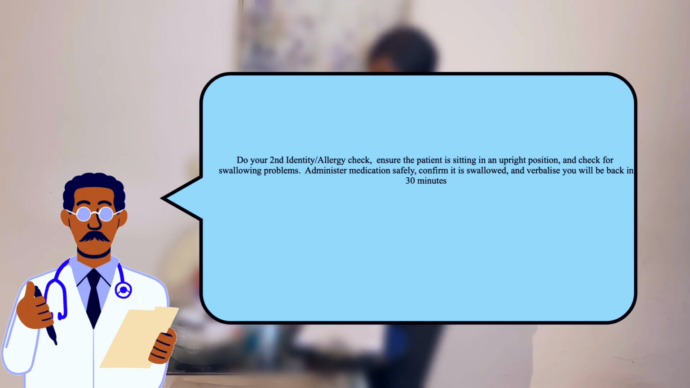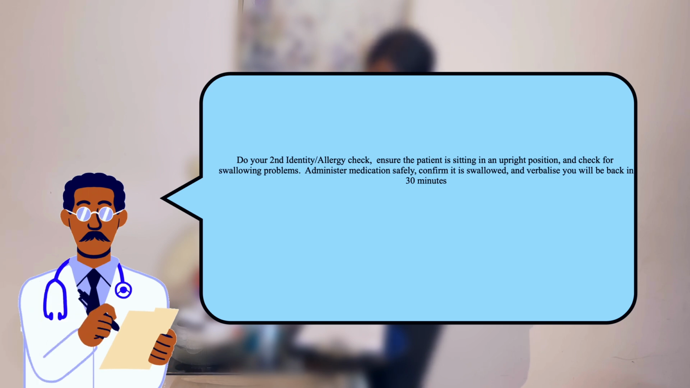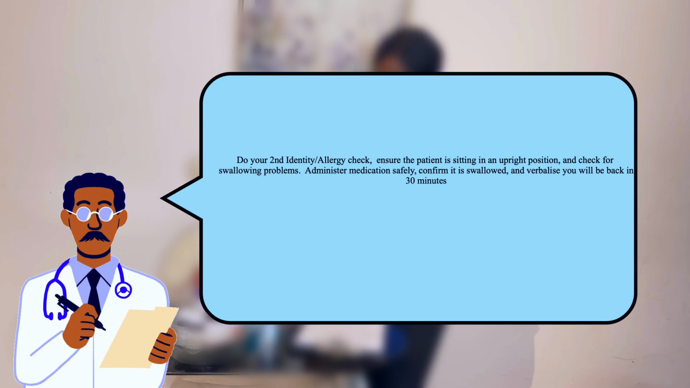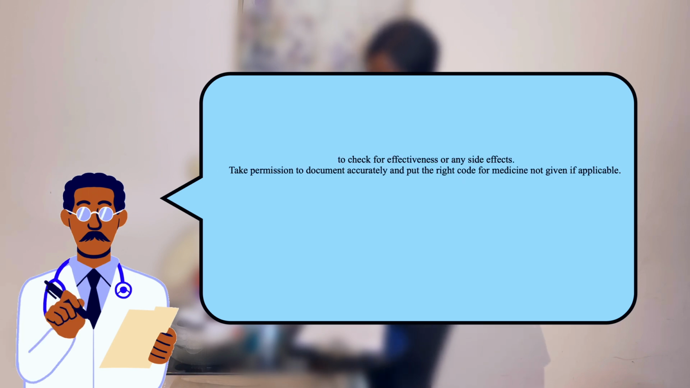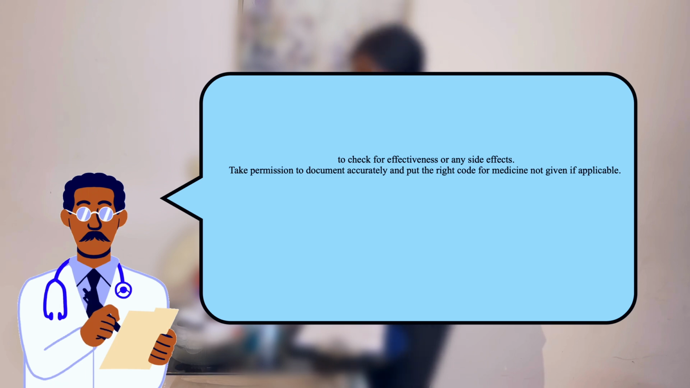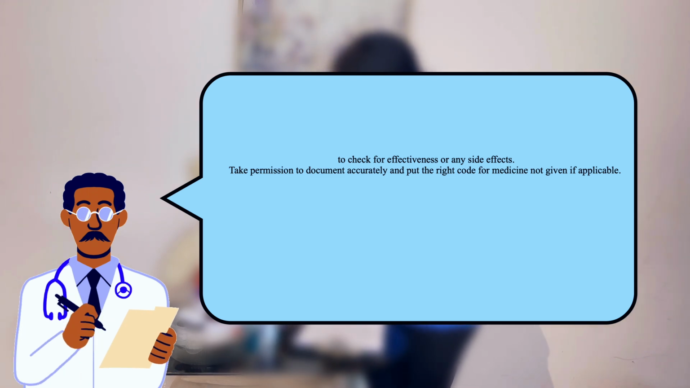Do your second identity and allergy check. Ensure the patient is sitting in an upright position, and check for swallowing problems. Administer medication safely, confirm it is swallowed, and verbalize you will be back in 30 minutes to check for effectiveness or any side effects. Take responsibility to document accurately and put the right code for medicine not given if applicable.